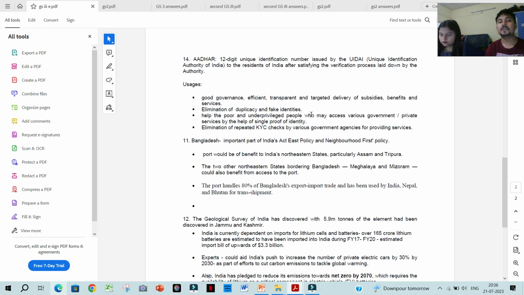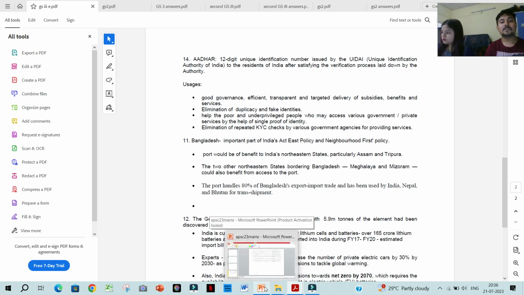It is a unique identity number that helps the poor and unprivileged people who may access various government or private services with the help of a single proof of identity. It also leads to elimination of repeated KYC checks by various government agencies for providing services. You can give 5-6 points like this, depending on how many words you have to cover.